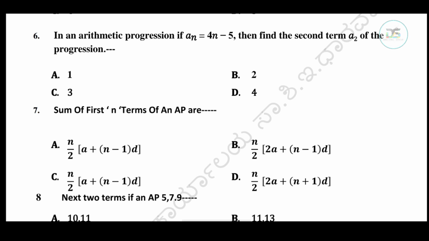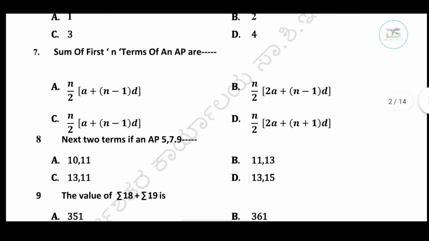So next question, sum of first n terms of an AP is. Options are n by 2 into a plus n minus 1 d, n by 2 into 2a plus n minus 1 d, n by 2 into a plus n minus 1 d, n by 2 into 2a plus n plus 1 d. Here the right answer is option B.